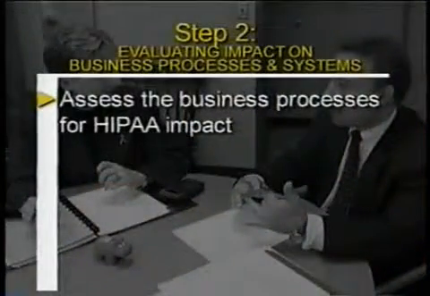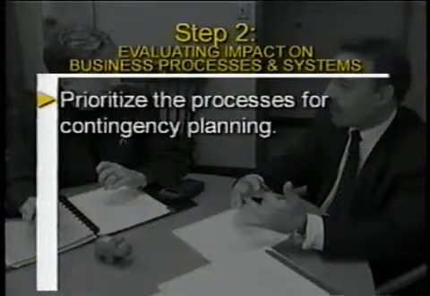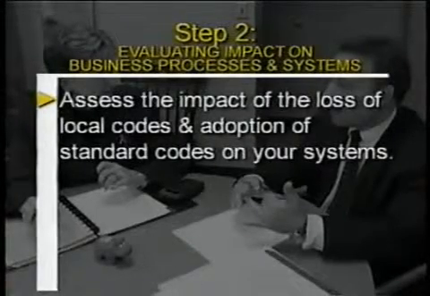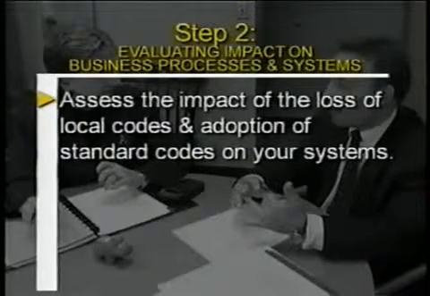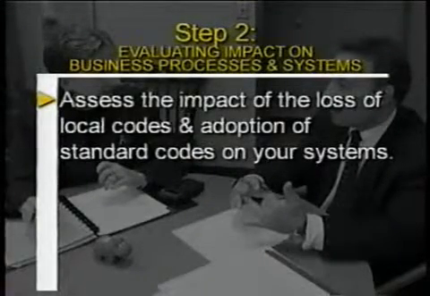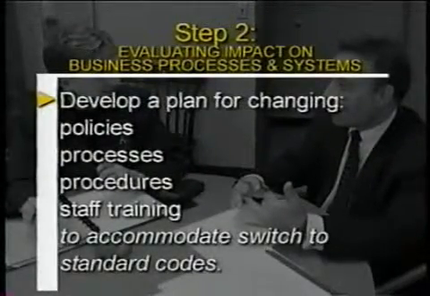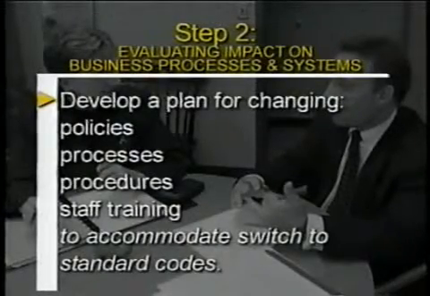Some general points to consider include: have you assessed the business processes for HIPAA impact? Have the processes been prioritized for contingency planning? Adopting the HIPAA standard code sets means the loss of local codes. Has the impact of the loss of local codes and adoption of standard codes on your systems been assessed? Do you have a plan for changing policies, processes, and procedures, as well as staff training to accommodate the switch to standard codes?